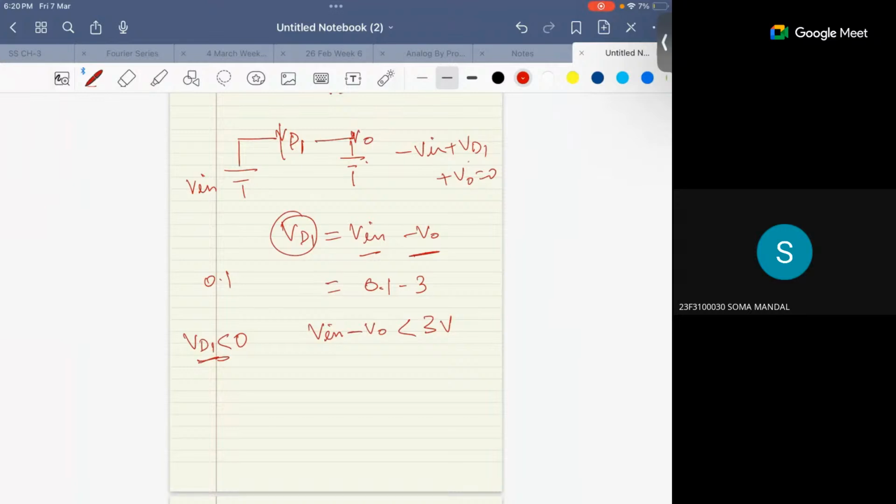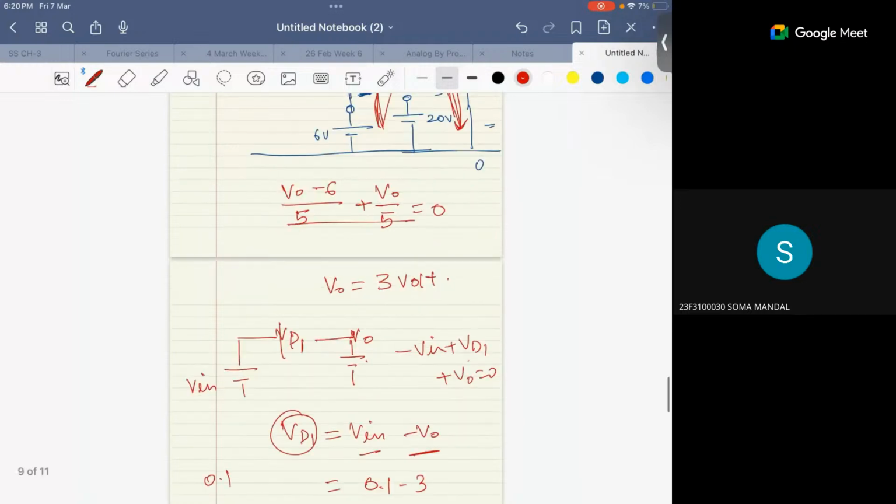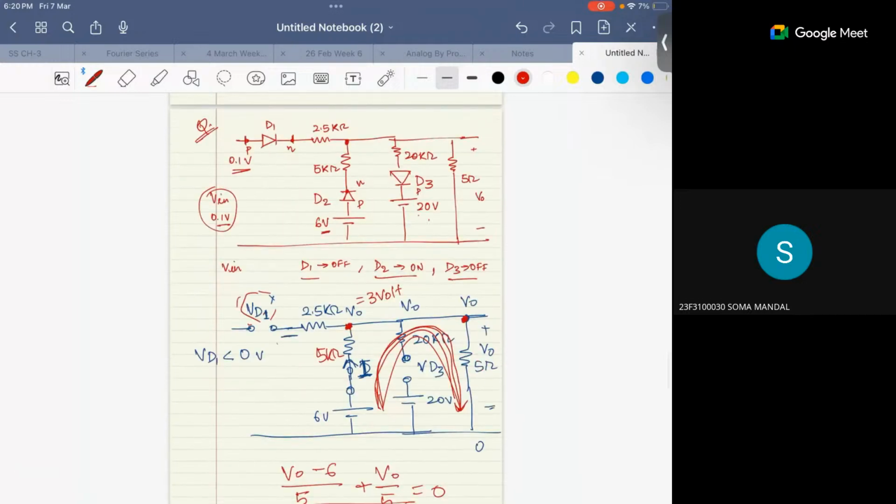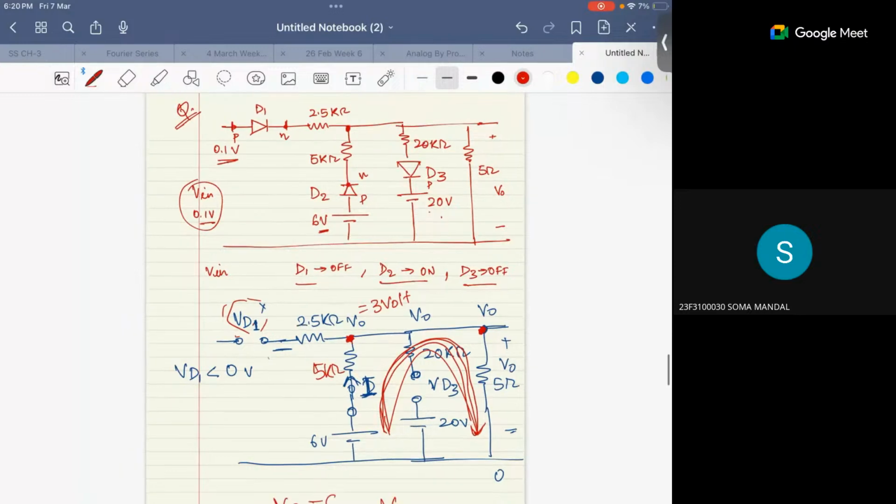Is it clear to everyone? That means what? Till V input is less than 3 volt, this diode 1 will be reverse biased. As it crosses 3 volt, this will be on. Are you getting me or not? Everybody got it? Yes, sir. Okay, got it, right?